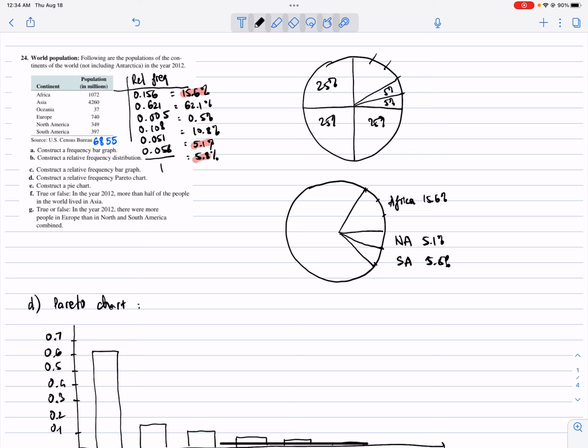Okay, so 10.8. This is about 11, or you can think of it as about 10. So you remember this is about 5%, and this is about another 5%. And we go a little bit more so that we have 10.8. So this is 10.8%, and this is for Europe.